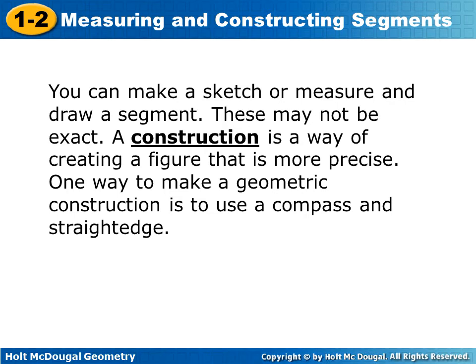You can make a sketch or measure and draw segments. These may not be exact. A construction is a way of creating a figure that is more precise. One way to make a geometric construction is to use a compass and a straight edge, which is what we'll be learning for the rest of the year here.